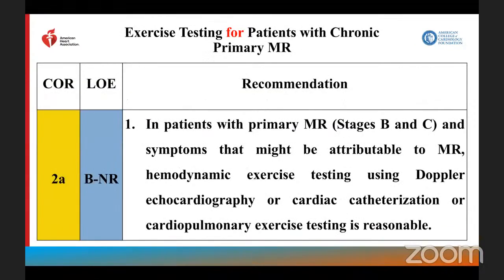Exercise testing for patients with chronic primary MR, stage B and C, and symptoms that might be attributable to MR: hemodynamic exercise testing using Doppler echo or cardiac cath, or cardiopulmonary exercise testing is reasonable as a class 2A level B.